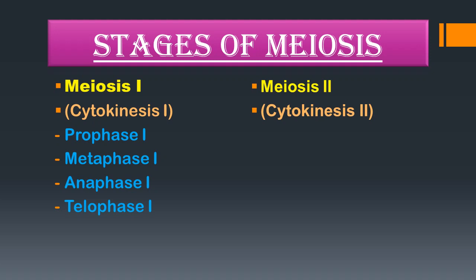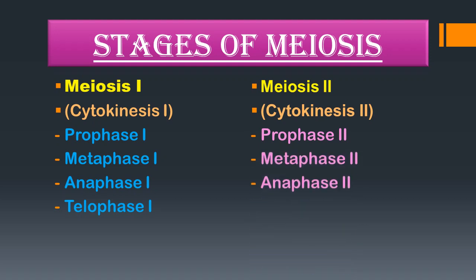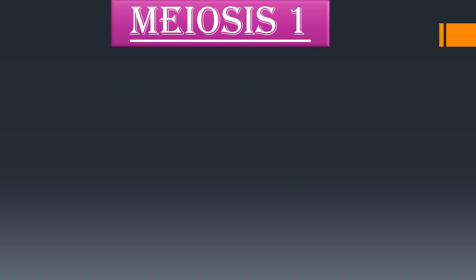That means the nuclear division of the 2 haploid cells will take place through the process of prophase 2, metaphase 2, anaphase 2 and telophase 2. So these are the different stages of meiosis, in which a single cell will divide twice to form 4 haploid cells. Okay, now let us first study meiosis 1.